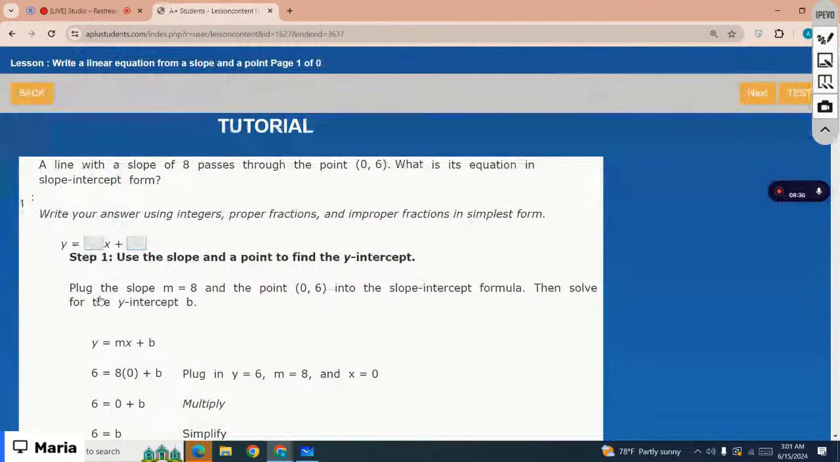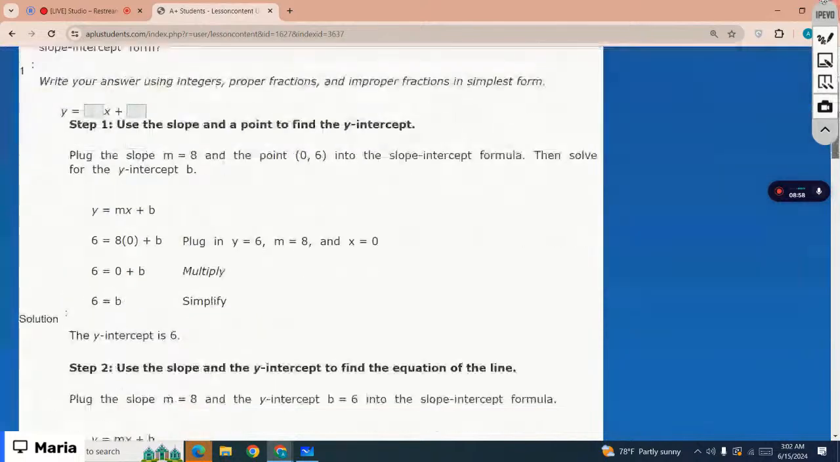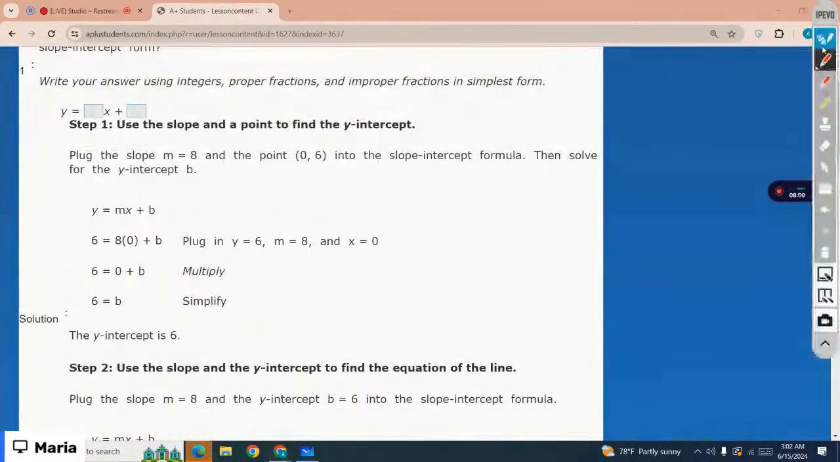Okay, a line with a slope of 8 passes through the point 0, 6. What is its equation in slope intercept form? So you are given the slope. The slope is 8. And also you are given the point that is 0, 6. You have to write down the equation in the slope intercept form, right? So basically the slope intercept form is y equals mx plus b, right? You are given the m, that is slope. You have to find the value of b, right?